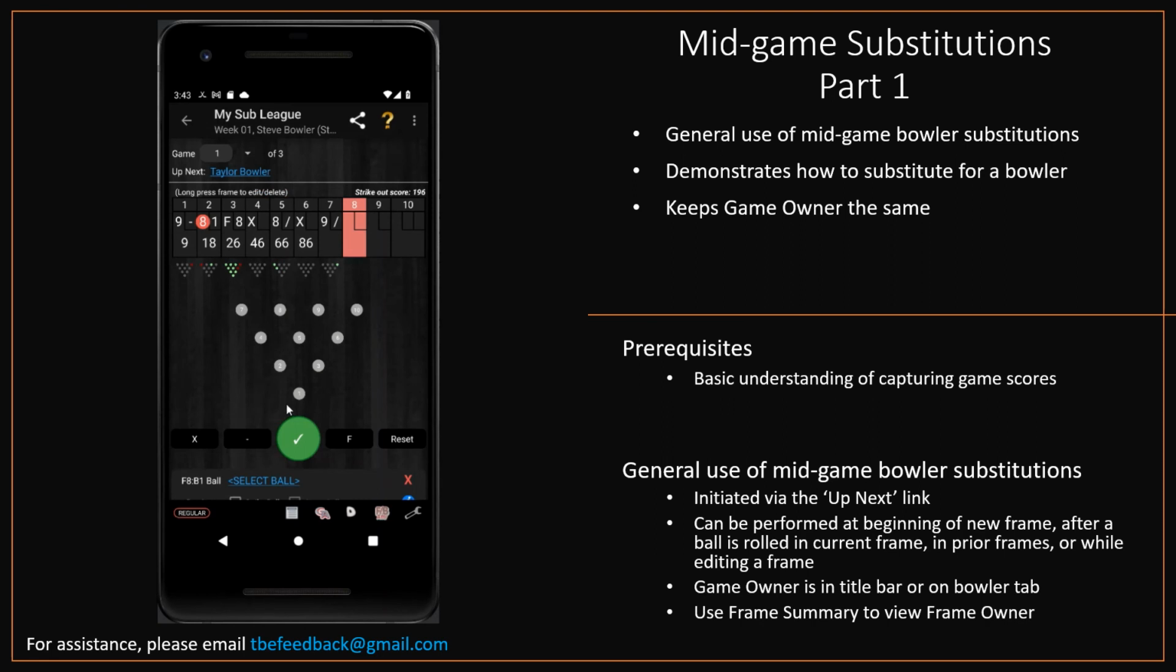And then the third point is BFP, or ball finish position, is an individual preference. And depending upon who the up next bowler is, it'll enable or disable BFP for you.